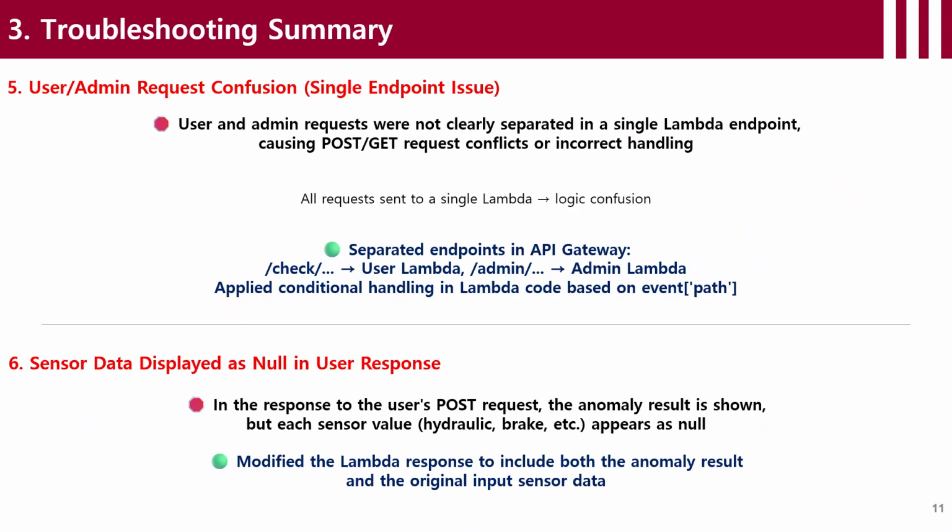Next one is user and admin request confusion. Mixed both in a single Lambda, causing logic errors. We split endpoints and branched the logic. Lastly, null sensor data. Only the abnormal result was returned. Sensor values were missing. We modified the response to include all input data. We quickly identified the root causes and fixed each issue step by step.